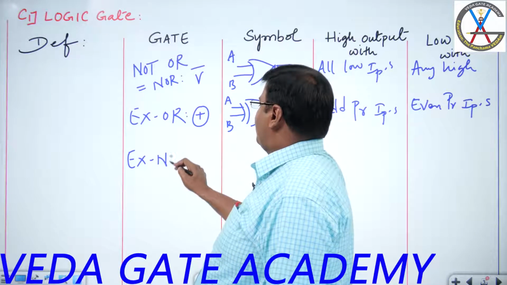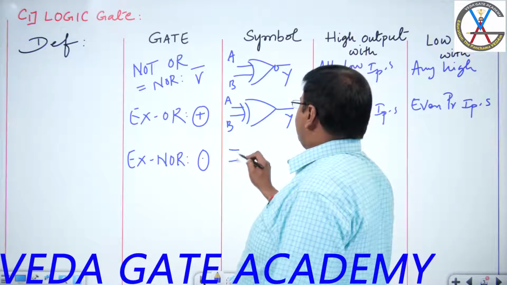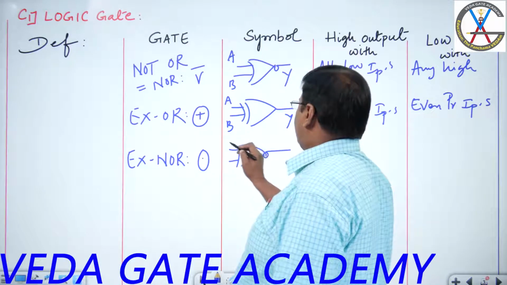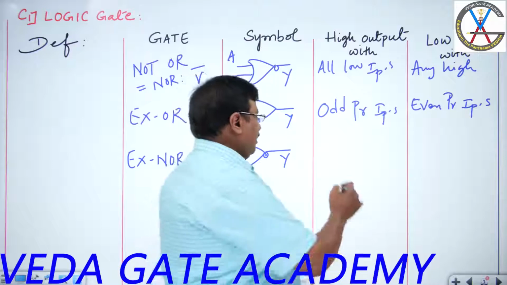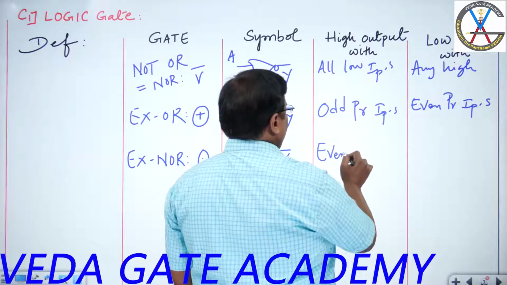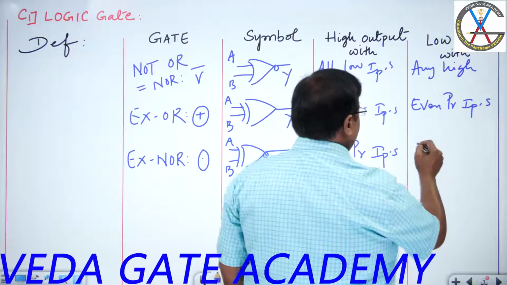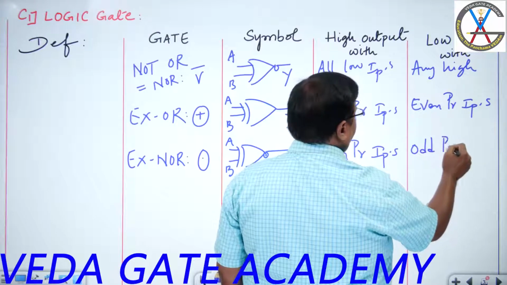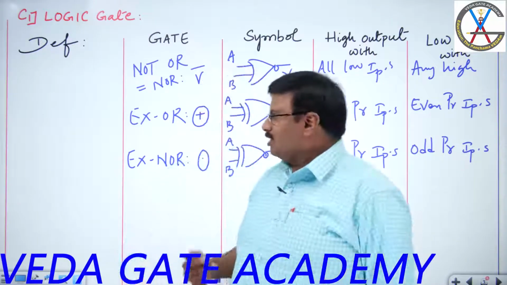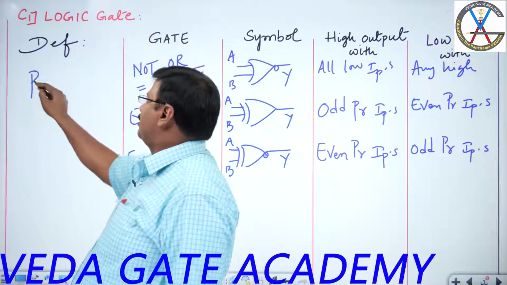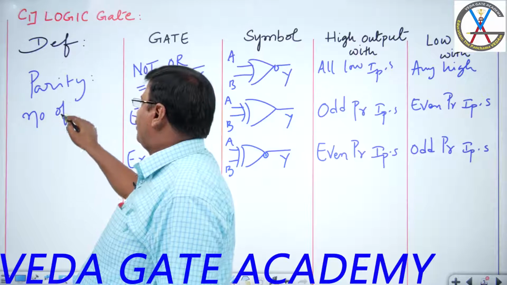Inversion to XR. Exclusive NOR. So exclusive OR inverter: A, B, Y. High output with even parity inputs, and low with odd parity inputs. As we already noted, parity means number of ones.